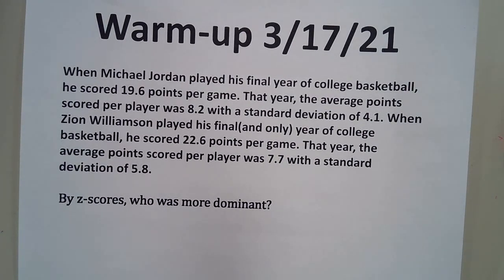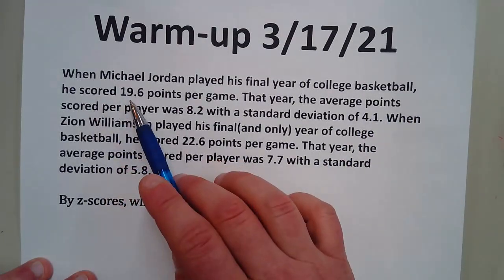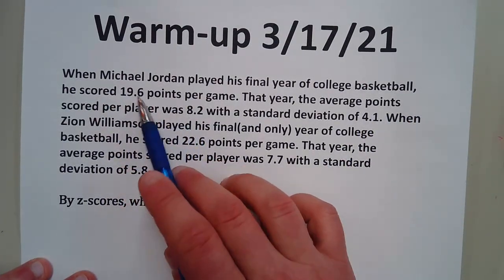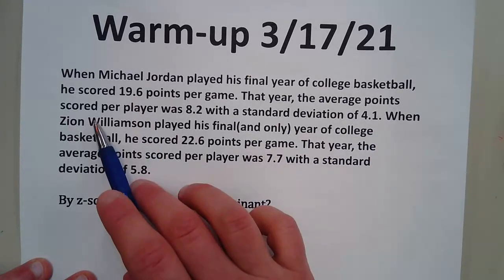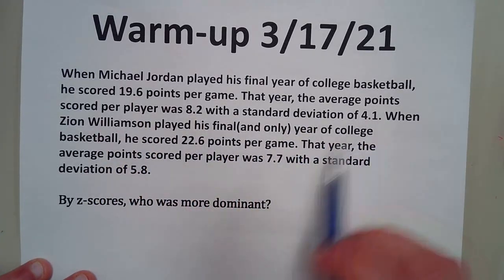All right, so we learned about z-scores yesterday, and z-scores are going to tell us who did better in a lot of cases where you're comparing things that might be similar but not the exact same, like this exact scenario here, which says when Michael Jordan played his final year of college basketball, he scored 19.6 points per game. That was his average, his mean.